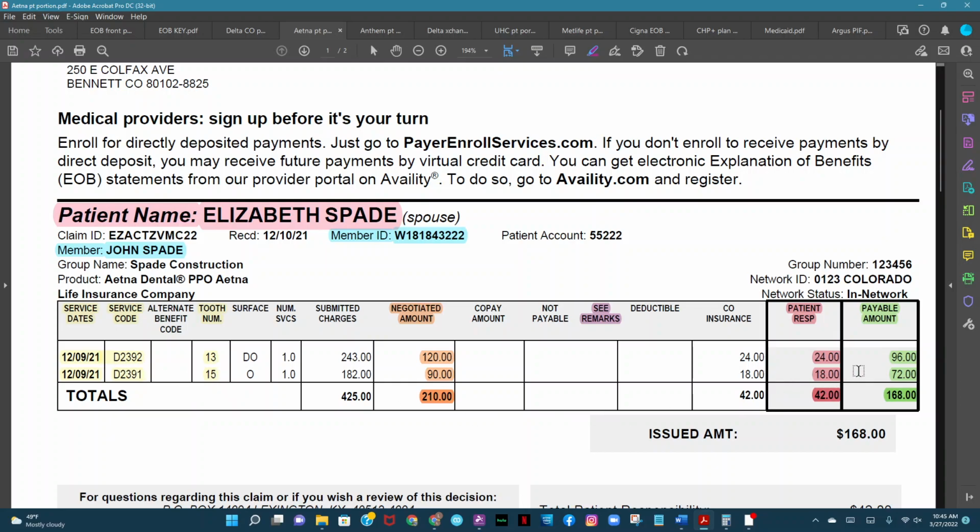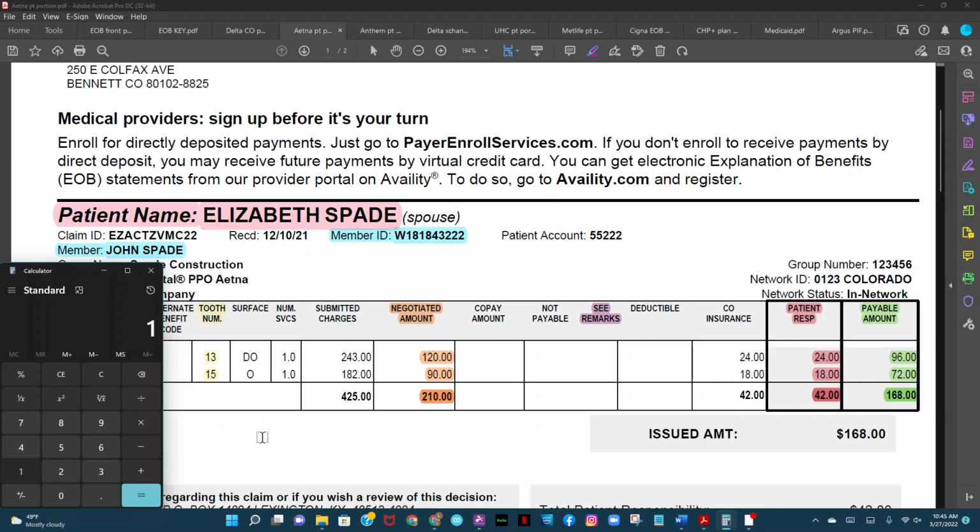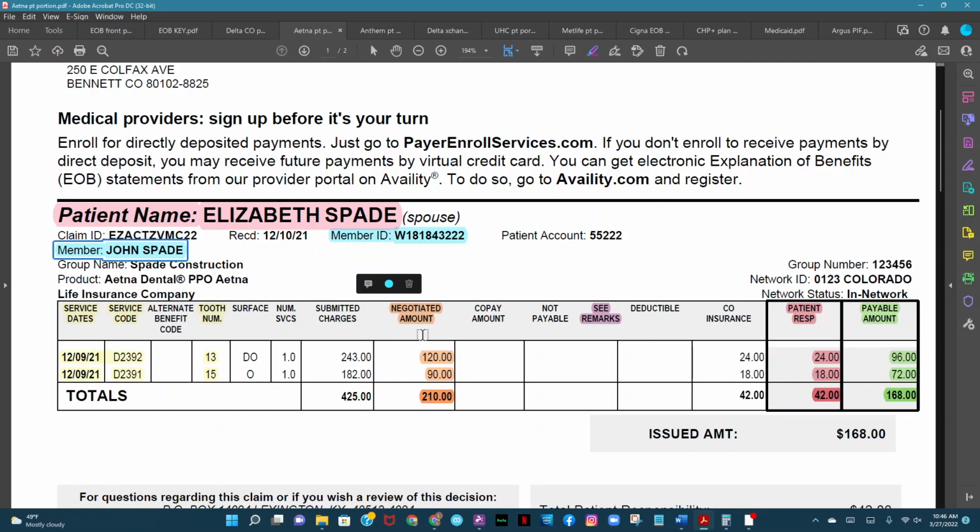Next, we're going to look for what insurance paid. They have it labeled as payable amount over here, as you can see in green. Total amount paid was $168. Patient is responsible for $42. Let's go ahead and do our calculation here of 168 plus 42 equals 210, which, as you can see over here, they have labeled as negotiated amount, which is actually the contracted fees. But as you can see, there is the 210.